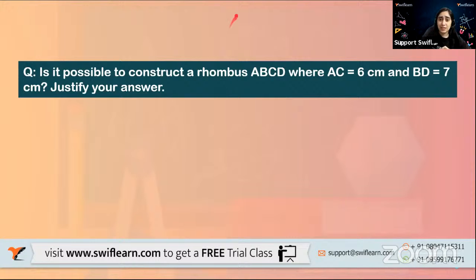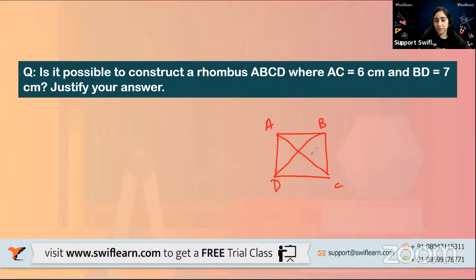Okay, first let's see what is given to me. I'll make A, B, C, D. I made it more looking like a square, but imagine it's a rhombus. But I know the diagonals here, right? This is 6 centimeters. This is 7 centimeters, but I don't know the sides. So is it possible? Yes, it is.